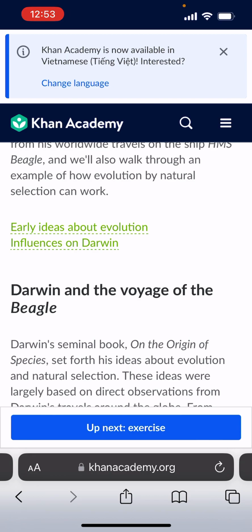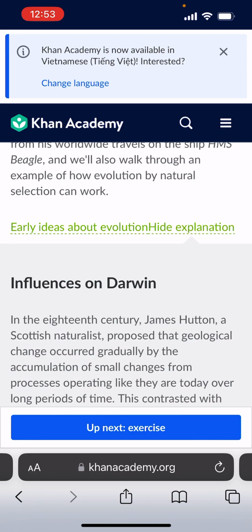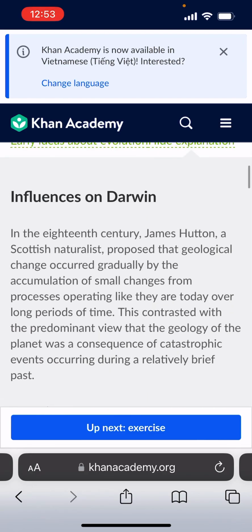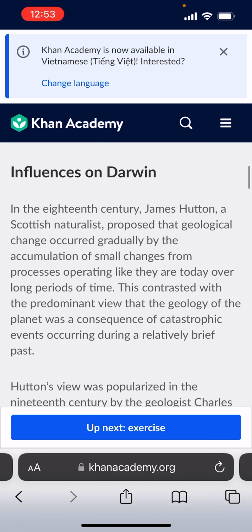Early ideas about evolution: influences on Darwin. In the 18th century, James Hutton, a Scottish naturalist, proposed that geological change occurred gradually by the accumulation of small changes from processes operating like they are today over long periods of time. This contrasted with the predominant view that the geology of the planet was a consequence of catastrophic events occurring during a relatively brief past.